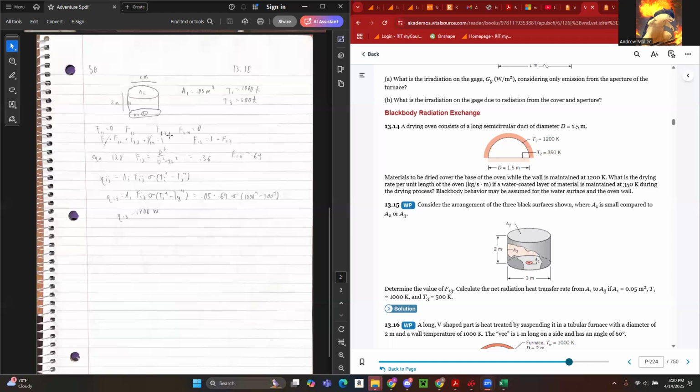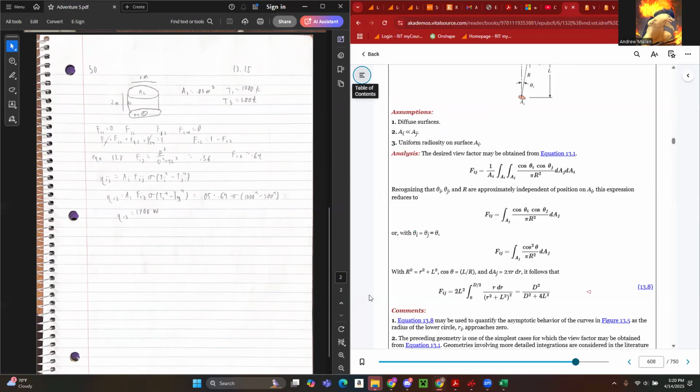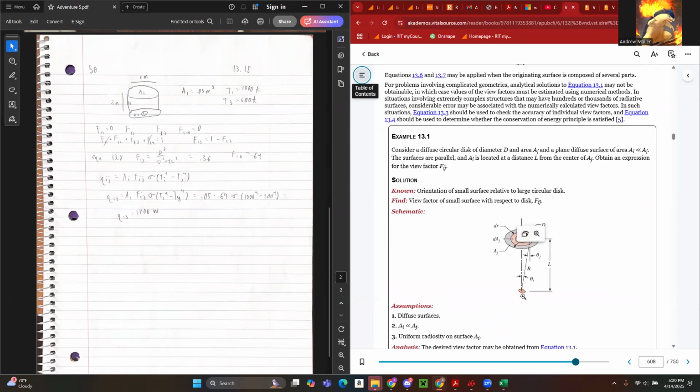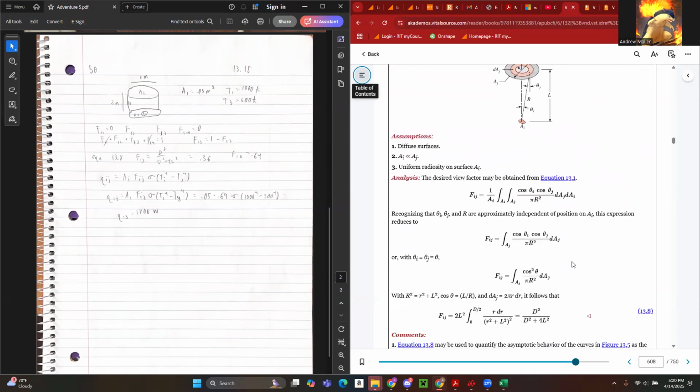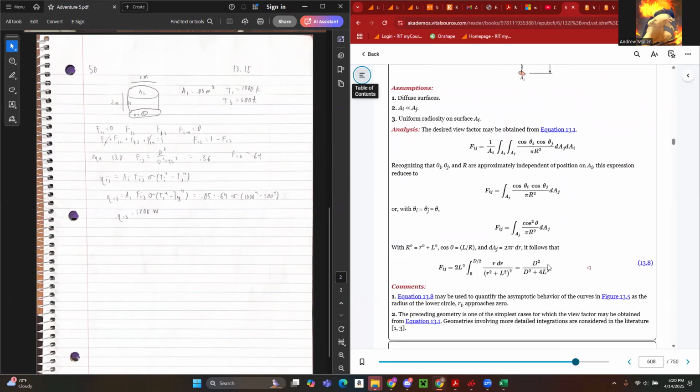The problem asks us to find F13, but it will actually be easy to first find F12. If we go to the textbook and look at equation 13.8, it's already found the relationship between two flat planes at a set distance. And it tells us that F12 is equal to D squared over D squared plus 4L squared. D, of course, being the diameter of area 2, and L being the distance between the two surfaces.